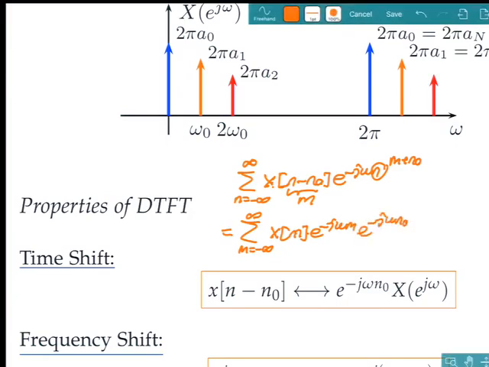Okay? This second term does not depend on m, so I can take it out of the summation, and what remains in the summation is really the Fourier transform of x itself. So that's where this result comes from. If I shift the signal in time, that's the same as multiplying the Fourier transform with e to the negative j omega n 0. Just like in the continuous time case, same property. And that also means shifting a signal in time doesn't change the magnitude of the Fourier transform. It only adds phase to it.